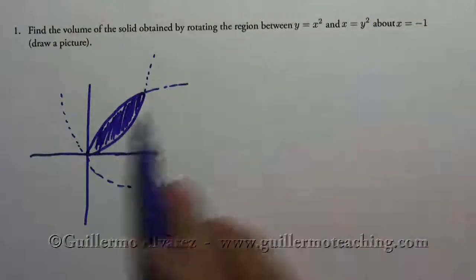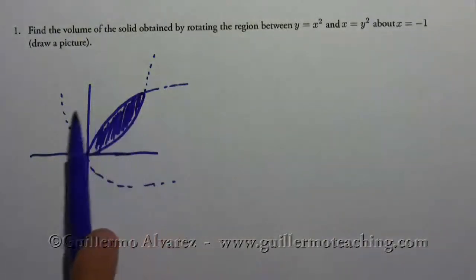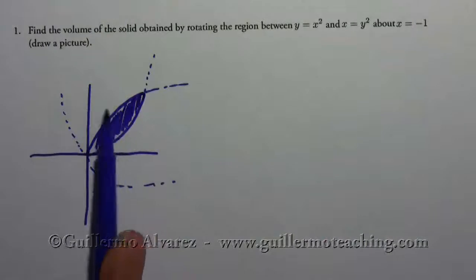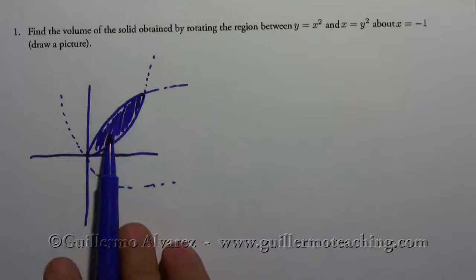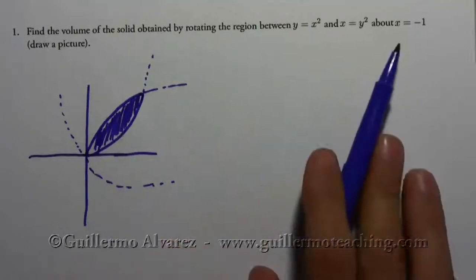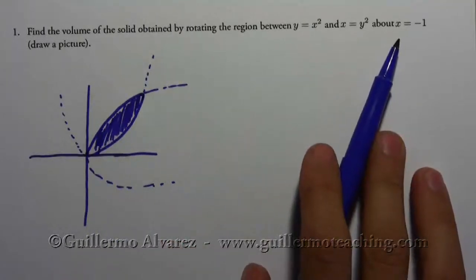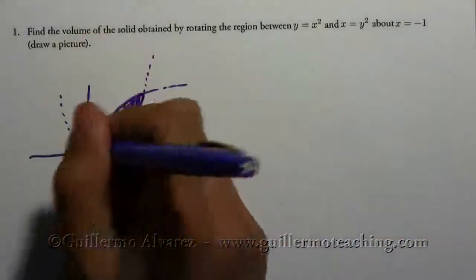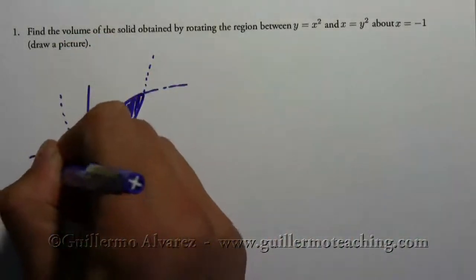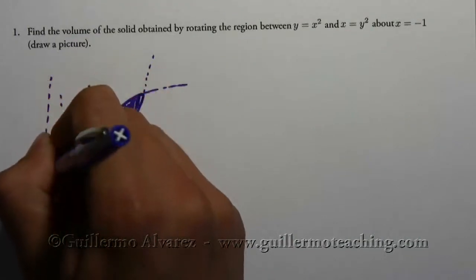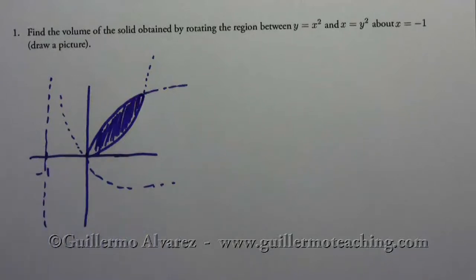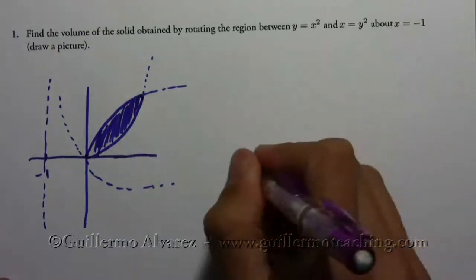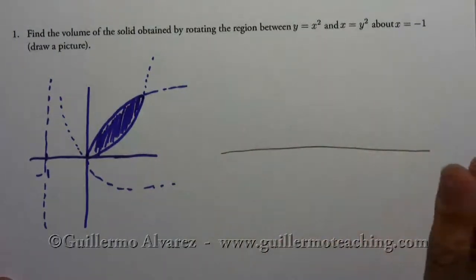And now this is different than usual because normally we would rotate it around the axis, and so it wouldn't be as big of a deal. But now we have a small situation, that we're rotating it about x equals -1. So if you're rotating it about here, then what ends up happening is we end up with kind of like a washer.